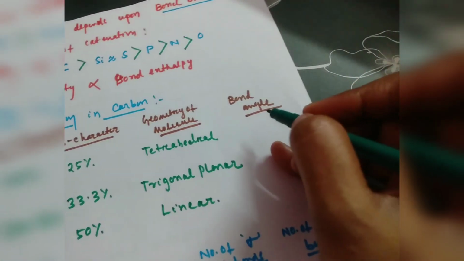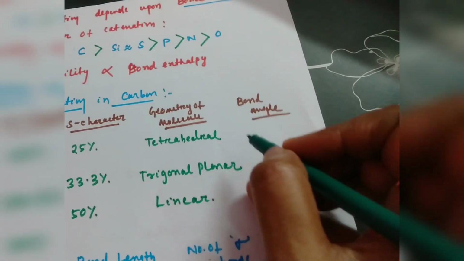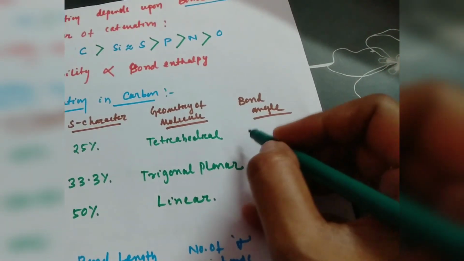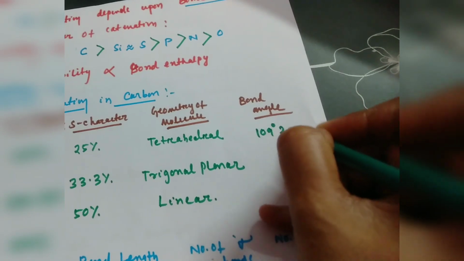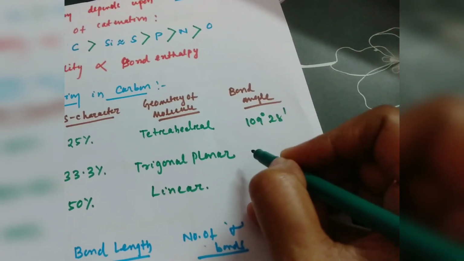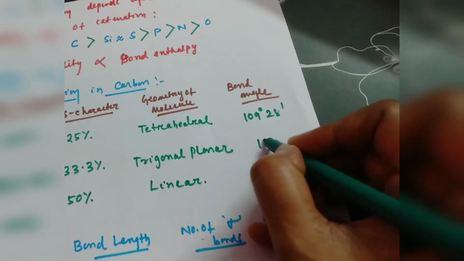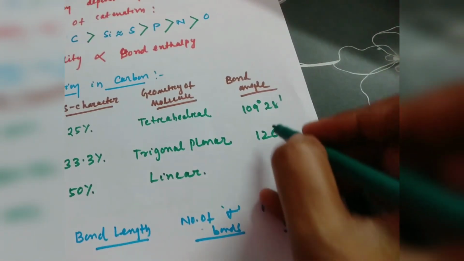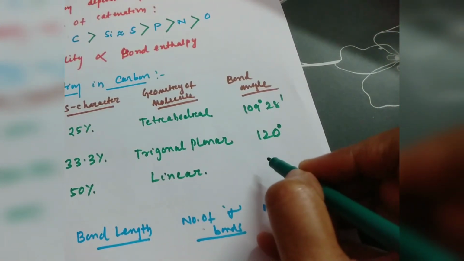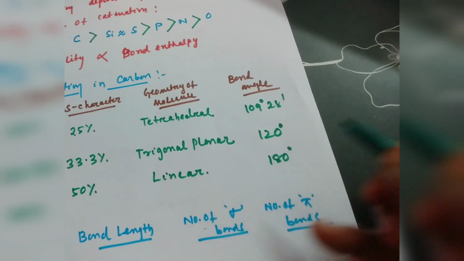Okay. Now what is about the bond angle? If the hybridization is sp3, then the bond angle is 109 degree 28 minutes. If it is trigonal planar, then the bond angle is 120 degree. And if it is linear structure, sp hybridization, then the bond angle is 180 degree.